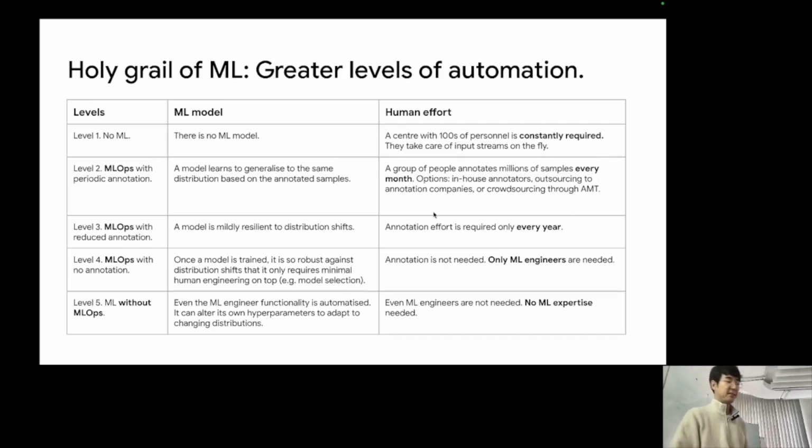Now level 3 is, let's say you need a bit less frequent updates on the model, because now the model is kind of more robust to changes in the situation. Then instead of every month, you just need to update the model every year. And that's going to be cheaper because now you probably need fewer people taking care of the data, and also you need fewer annotations. But ideally, we want to probably go without any additional annotation of the data. That's kind of level 4.